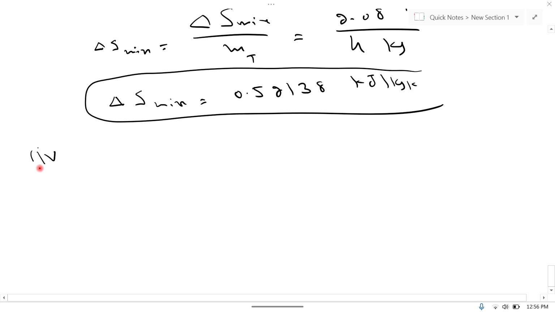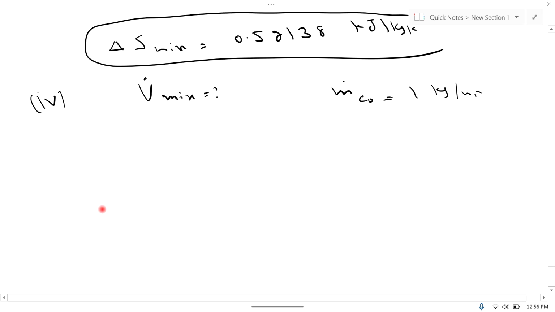Now part number 4, find the volume flow rate of the mixture, and mass flow rate of carbon monoxide is given to us as 1 kilogram per minute. First we find specific volume. Specific volume is equal to, PV is equal to RT. So V is equal to RT divided by P.